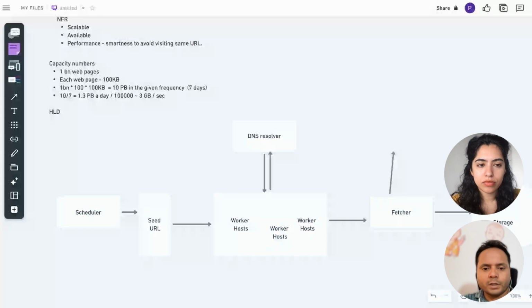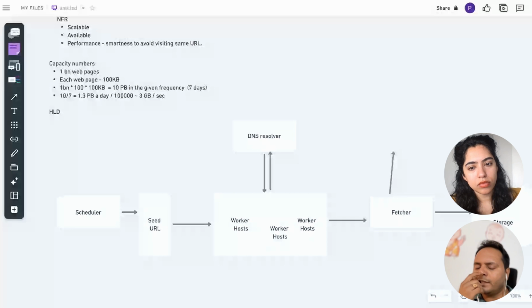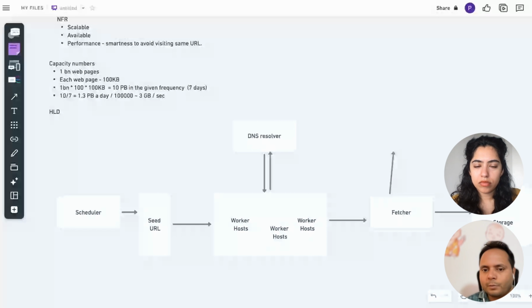Once these worker hosts receive those IP addresses, they pass them on to another component, which we can call the fetcher. The fetcher will be responsible for hitting those IP addresses, communicating with them, and retrieving those web pages, maybe in HTML format. Once they retrieve it, they put it onto the storage. So on a very high level, this is how our crawler will probably work.